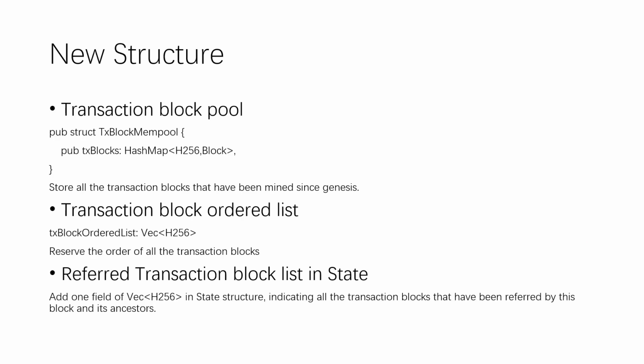We also introduced some new structures. Transaction block pool is basically a hash map, which stores all the transaction blocks that have been mined. We also reserved a transaction block ordered list, so we can get the order of all the transaction blocks in order to form the ledger. And we also add a field called referred transaction blocks in the state structure for every block, showing the transaction blocks that have been referred by this block and its ancestors.